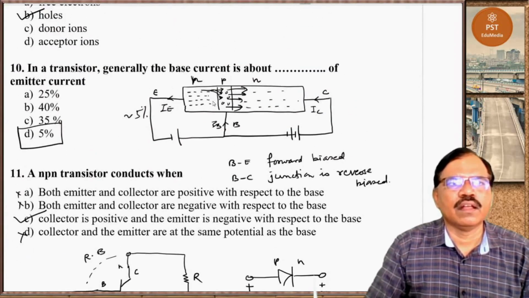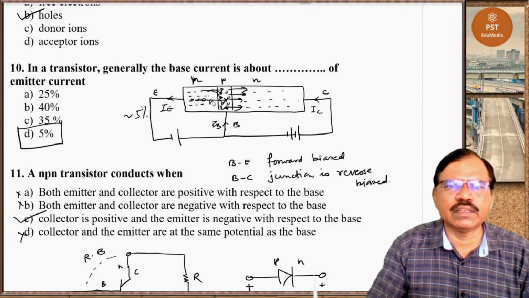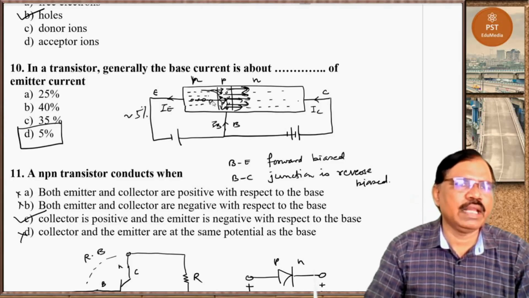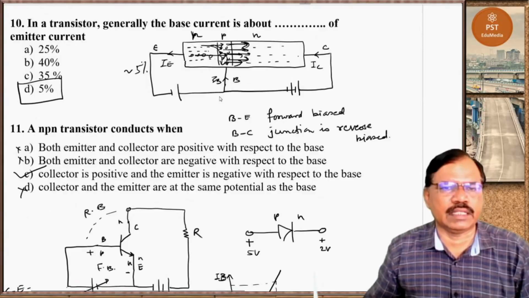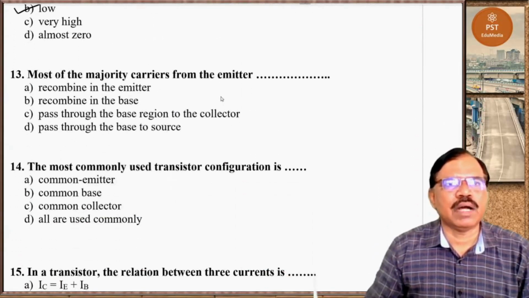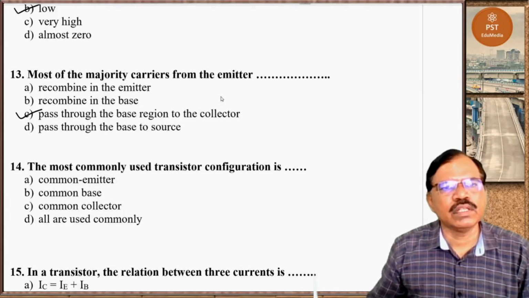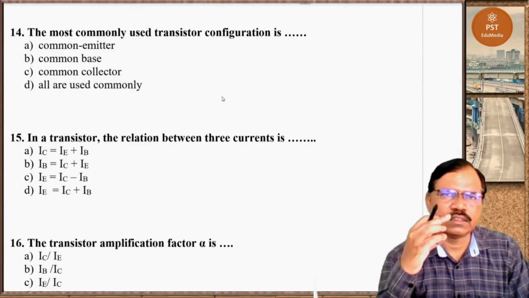Here, whatever charge carriers from emitter, they enter in the base. Few of them recombine with holes in base, and remaining will go in collector region to recombine. Very few recombine with base. Most of them are passed through base to the collector. So what happens here? Pass through the base region to the collector. This one is correct.